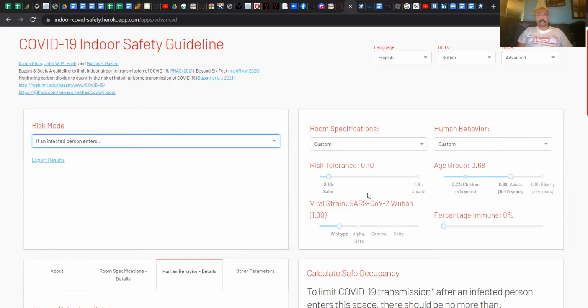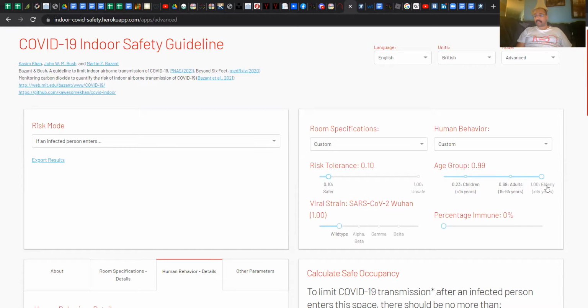Don't worry about room specific and human behavior. You've already done those down here. I'm going to leave the risk tolerance here, but again, this is that sort of truth commandment that we have among our 10 commandments. You can take this from unsafe to extra safe. We previously were at 0.5, but let's go with 0.10. You want to pick what the people are doing in the space.